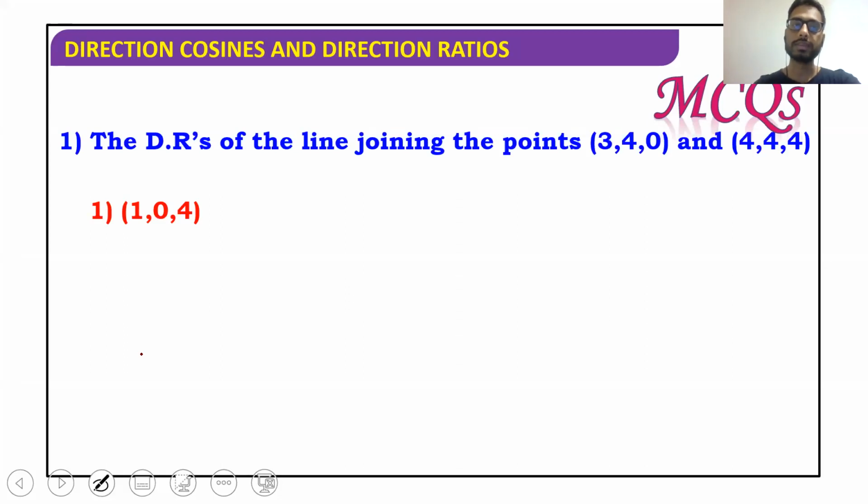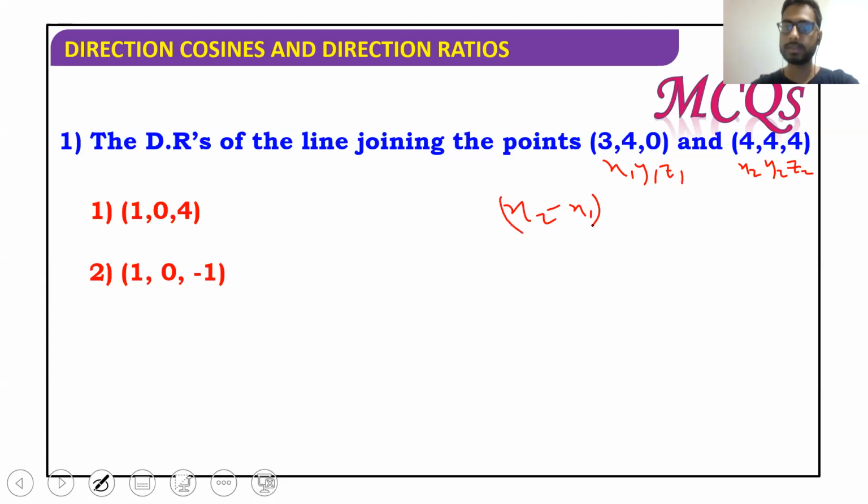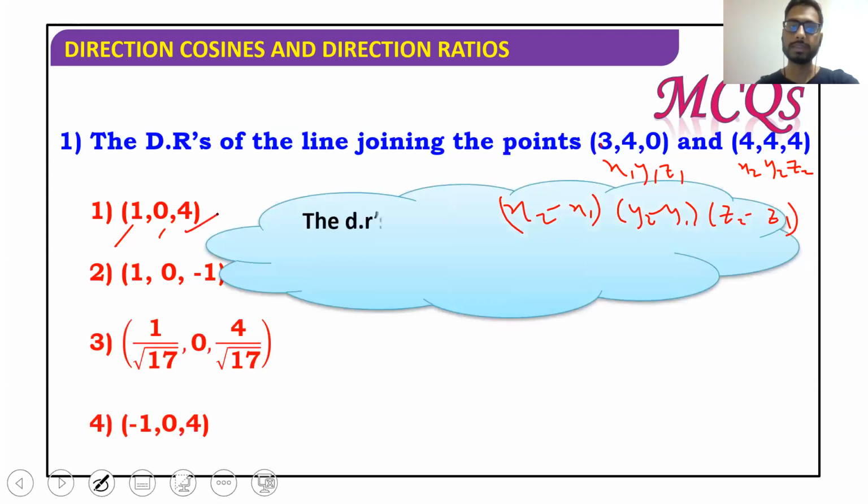So let's see the first question based on these formulas. You have to find the direction ratios of the line which is joining these points. So for direction ratios, you have your point 1, which is x1 y1 z1, and point 2, which is x2 y2 z2. The direction ratio formula is x2 minus x1, y2 minus y1, z2 minus z1. So 4 minus 3 is 1, 4 minus 4 is 0, 4 minus 0 is 4. So the answer should be 1, 0, 4.